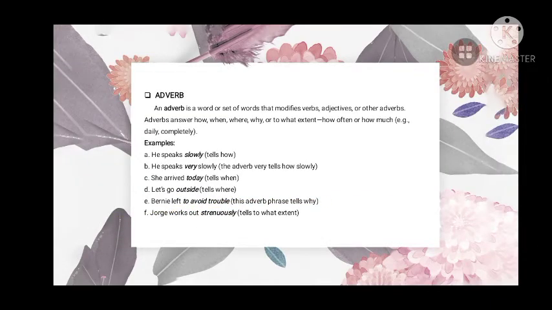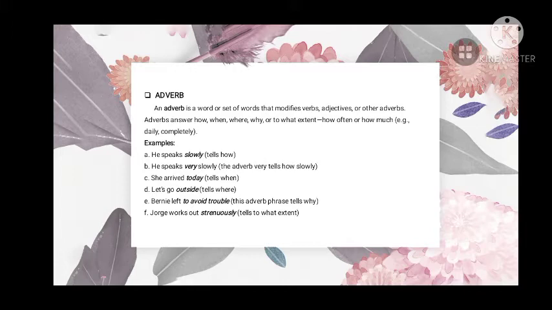Next is adverb. An adverb is a word or set of words that modifies verbs, adjectives, or other adverbs. Adverbs answer how, when, where, why, or to what extent, how often, or how much. Examples are daily and completely. For example, he speaks slowly. Slowly tells how. He speaks very slowly. The adverb very tells how slowly.